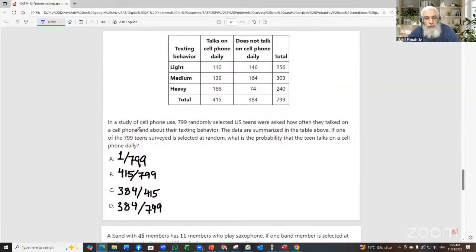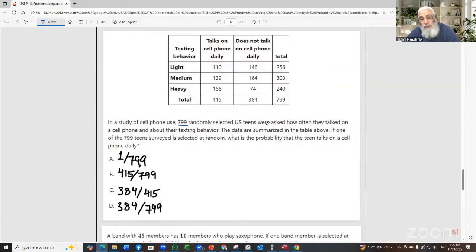It says here, in a study of cell phone use, 799 randomly selected US teens were asked how often they talked on a cell phone and about their texting behavior. The data are summarized in the table above. If one of the 799 teens surveyed is selected at random, what is the probability? So the total is 799. Probability that the teen talks on a cell phone daily. Talks on cell phone daily is 415. So 415 over 799. So the answer is B.